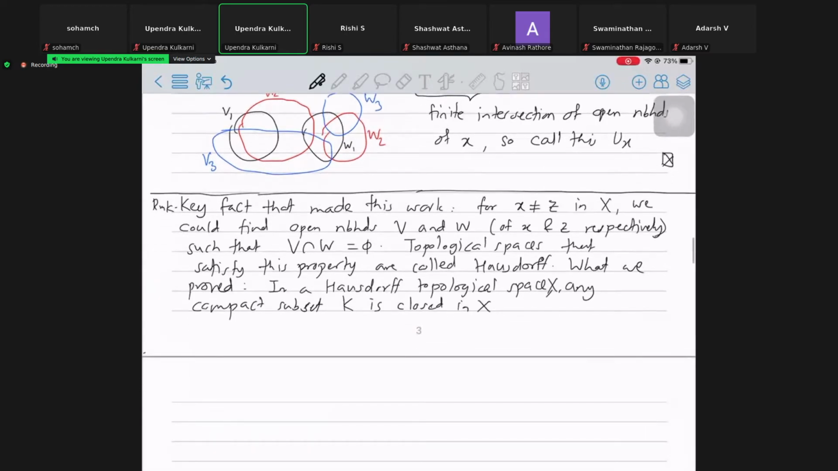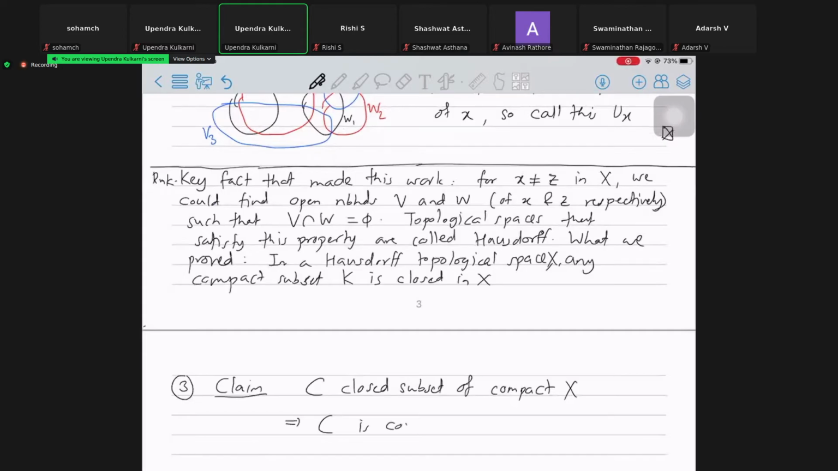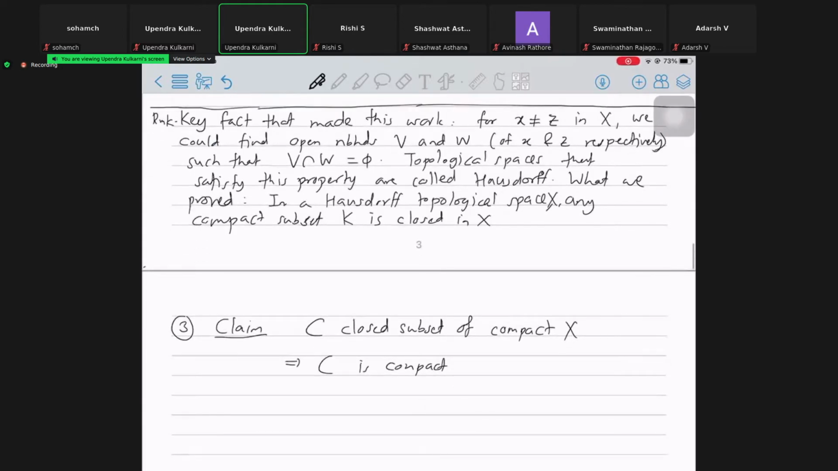So let's now go to step 3, the easiest step. What we want to say is the claim: a closed subset C of a compact set, and I might as well call it X, because everything is happening in compact X, implies C is compact. And this is very easy.